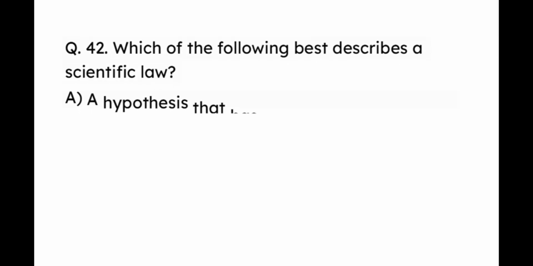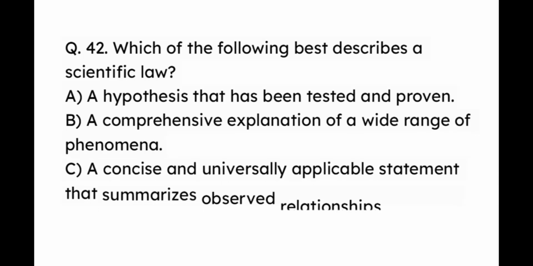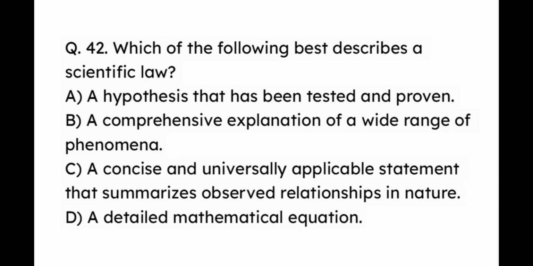Q42. Which of the following best describes a scientific law? A. A hypothesis that has been tested and proven. B. A comprehensive explanation of a wide range of phenomena. C. A concise and universally applicable statement that summarizes observed relationships in nature. D. A detailed mathematical equation.